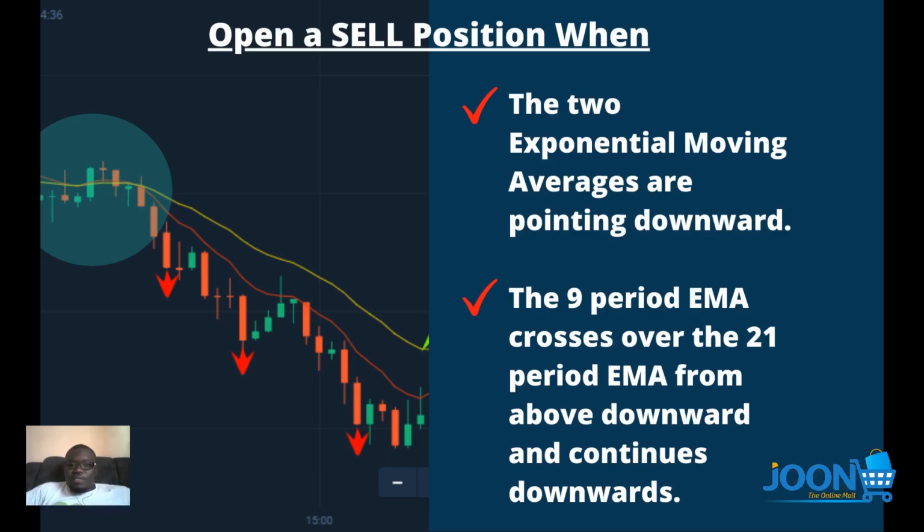On the flip side, to place a sell position, we will sell when these two moving averages are pointing downwards, and the period 9 moving average crosses over the period 21 moving average downwards and continues going downwards.